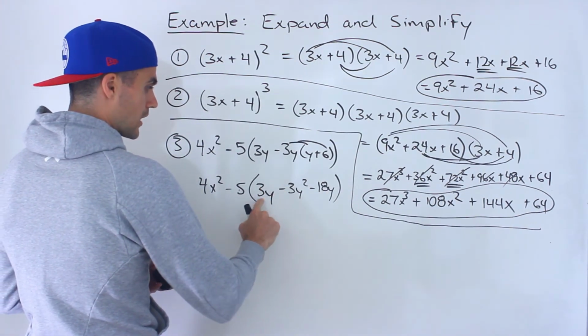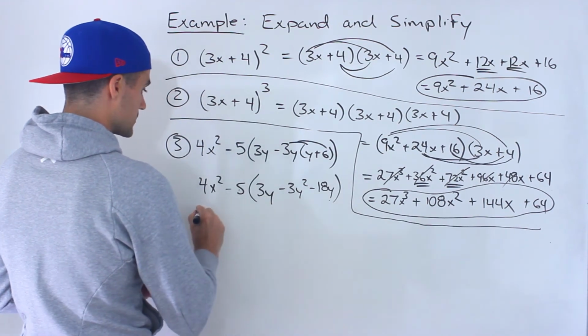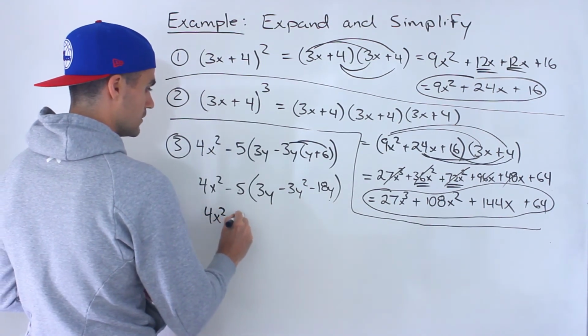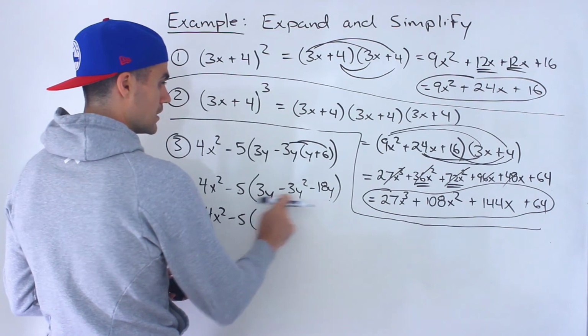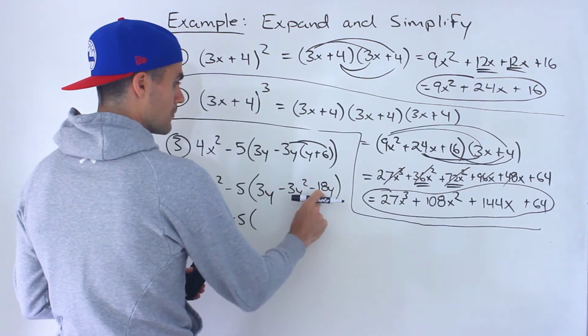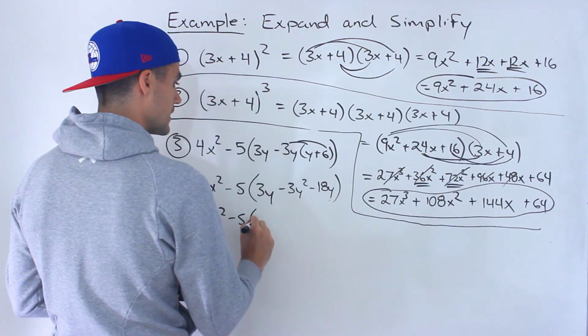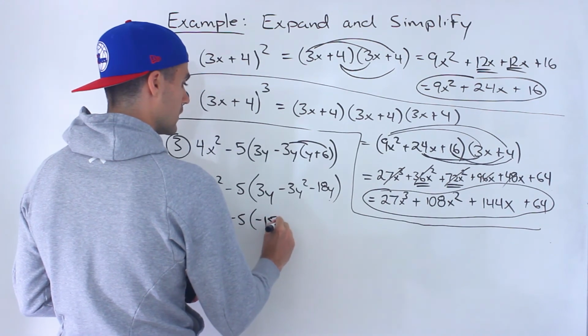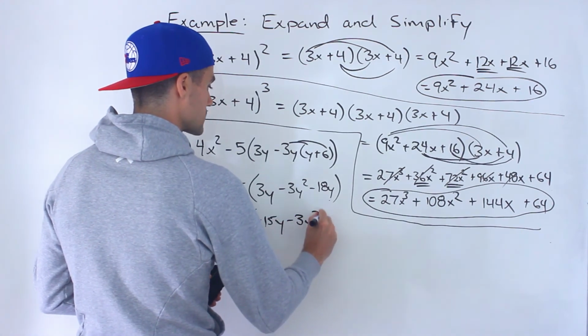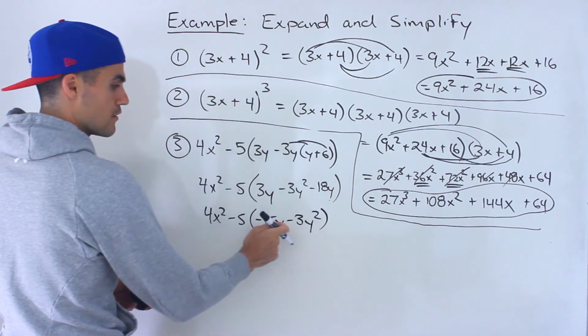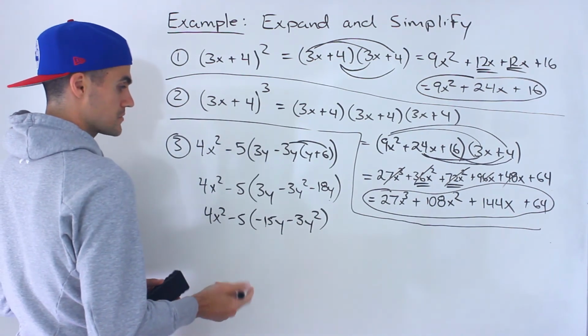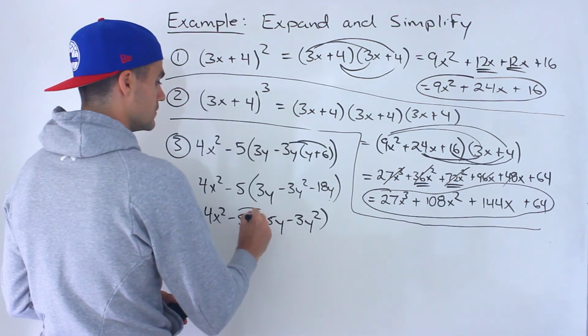But notice that inside the bracket, we could also simplify because we have some like terms. So that's what I'm going to do. It doesn't matter which way you do it, but I'm going to simplify this. So 3y minus 18y is negative 15y. And then we have the minus 3y squared. We can't simplify this any further, those aren't like terms.